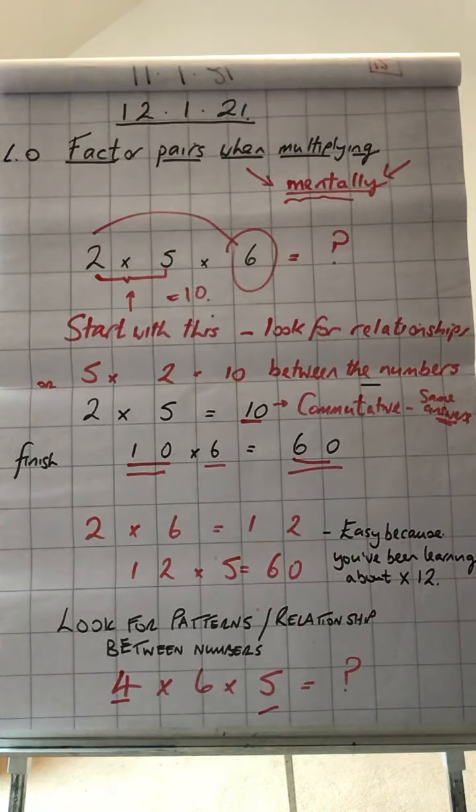But look at the relationship between the numbers. Which are the factor pairs that you multiply together first? And then you can finish the multiplication sum off.